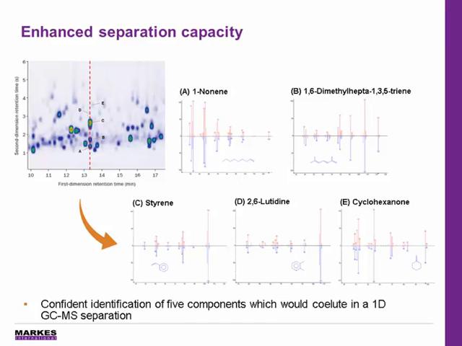The enhanced separation meant that we could identify more components. For example, here we see 5 compounds that are separated in the second dimension and can be confidently identified by screening against the NIST library. But these would have coeluted in a 1D GC separation, making them difficult to identify confidently.